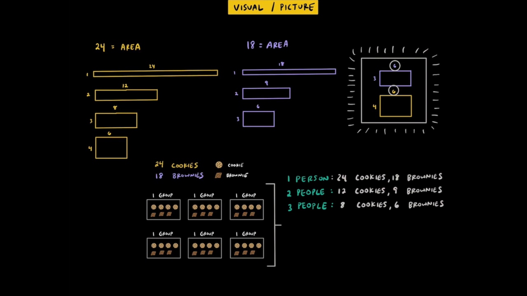Since 3 is a common factor, we could split the cookies and brownies 3 ways, each person getting 8 cookies and 6 brownies. Last but not least, we could divide all the cookies and brownies among 6 people, each person getting 4 cookies and 3 brownies. The most important takeaway I want you to have from this lesson is that you're trying to maximize the amount of people you're giving things to while being fair to everybody.